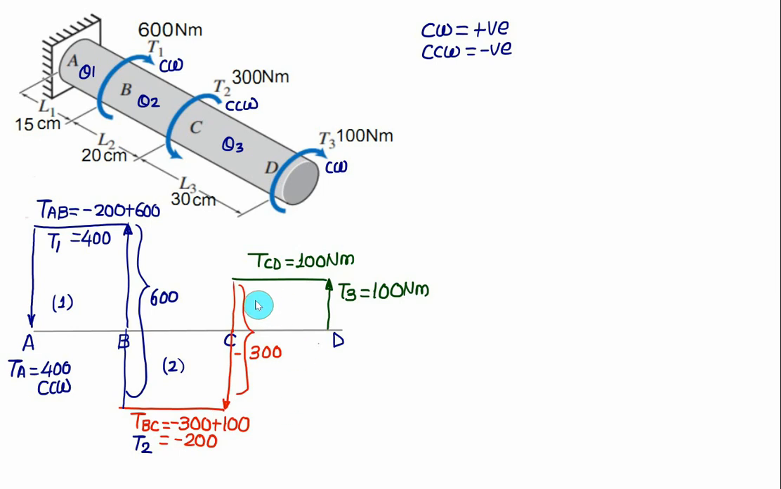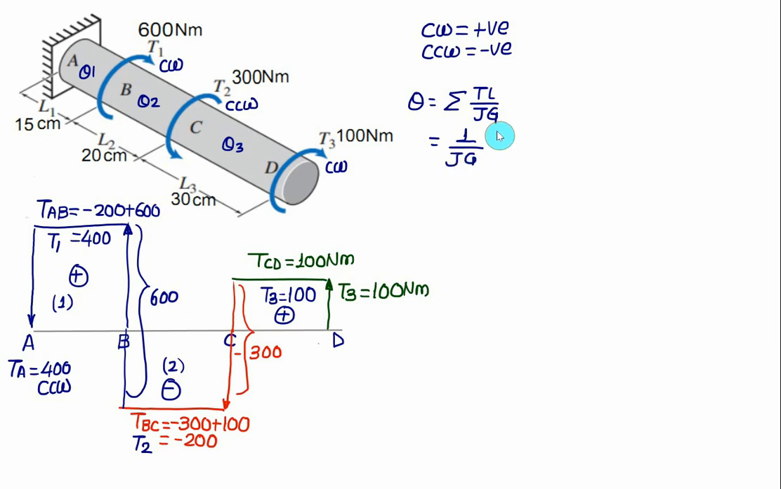And this value will be taken as positive. This one is T3, which is equal to 100, and you take this value as positive. This value you have to take as negative, and this value you have to take as positive. And then use the simple formula to calculate theta, which is equal to TL by JG. Now this time J and G are constant, so we can take them outside, 1 by JG.